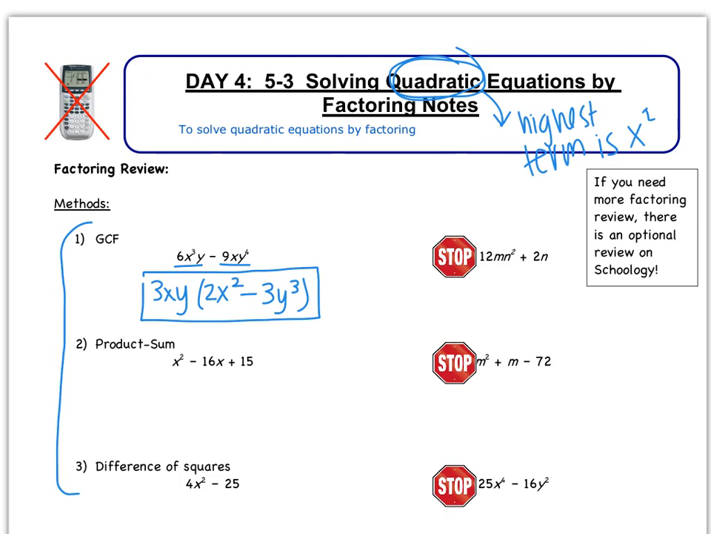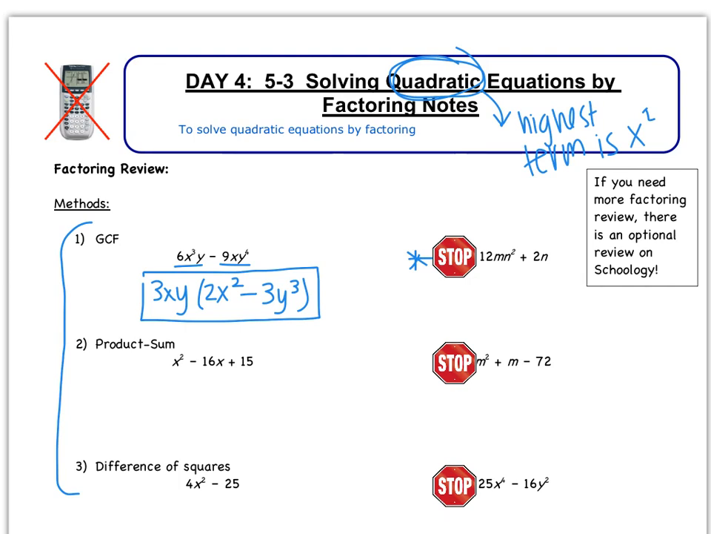So any factoring problem, you're always going to look at however many terms you have and ask yourself, is there anything in common? So right now, I want you to pause the video and try this example to the right. See, is there anything in common between the 2 terms? Okay, so let's see how we did.